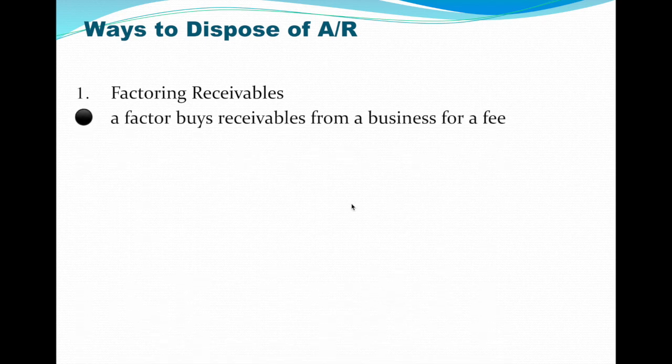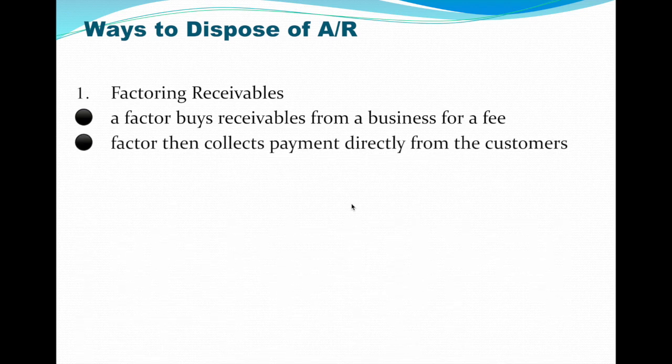So in terms of actually disposing of accounts receivable, one is called factoring receivables. What this means is that a factor buys receivables from a business for a fee. Factor is what we call companies that buy receivables from a business for a fee. I guess it is a name, but it's not an actual company name. It's just the name of that type of business. Factors then collect payment directly from the consumers. So they're the ones who will write the mails and make phone calls and file claims and go to court and get a lawyer, etc., etc.